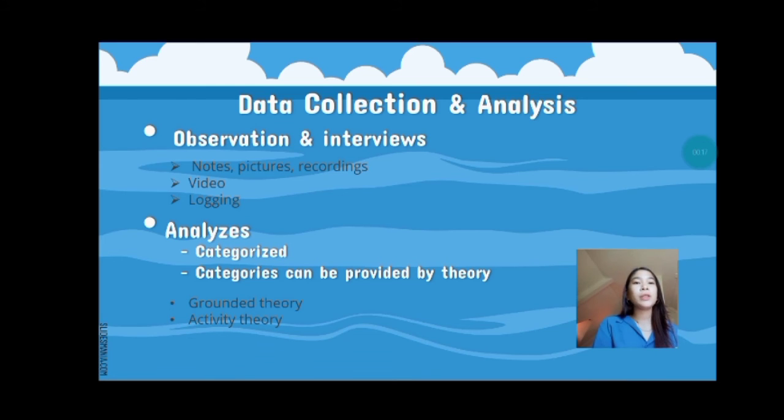Analysis: categories can be provided by the theory. So, grounded theory, this expands an explanation and identifies the key elements and categorizes the relationship of those elements to the context and process of the experiment.